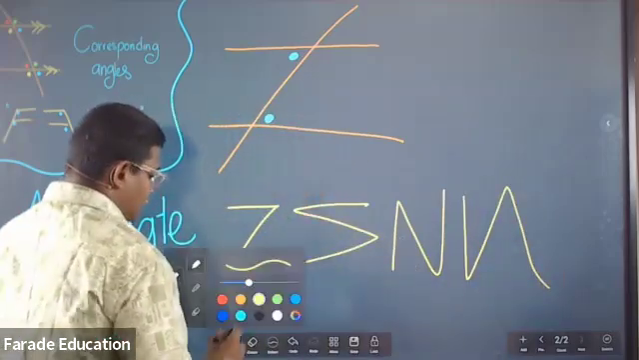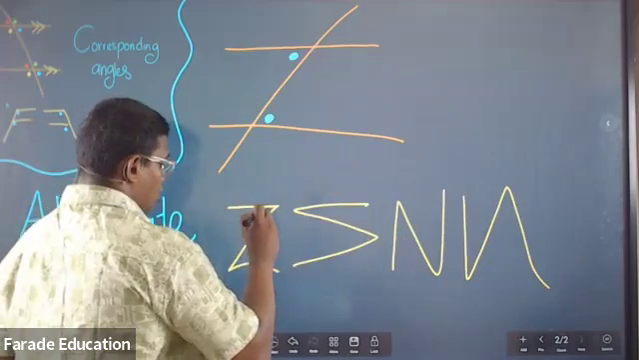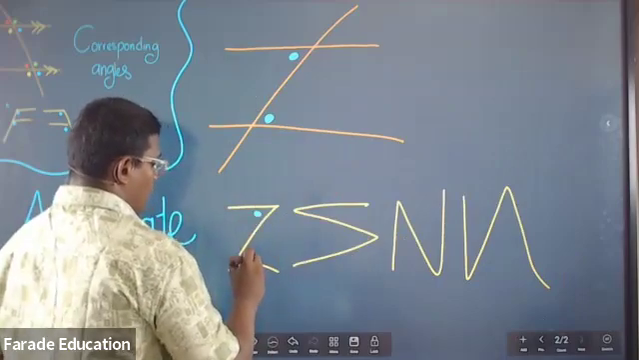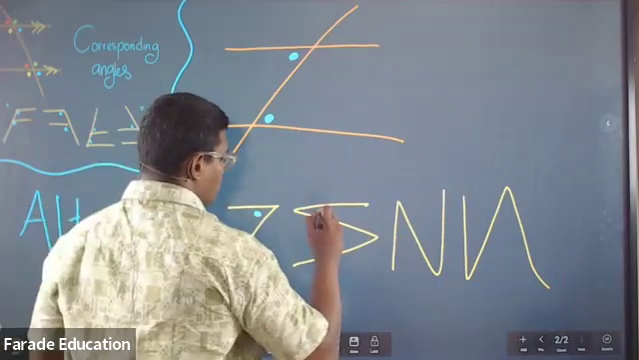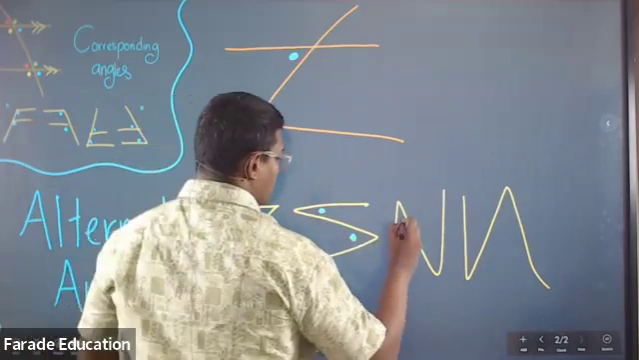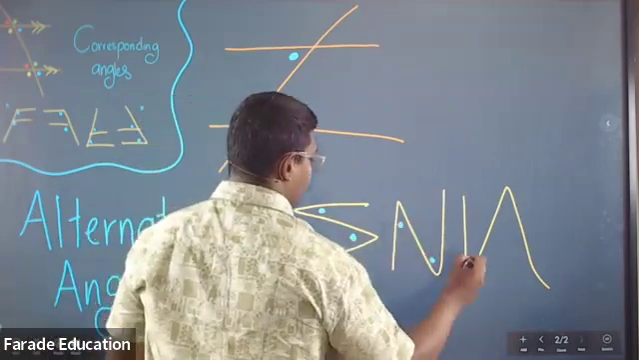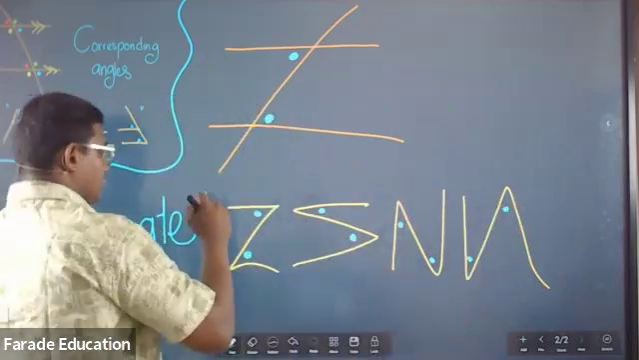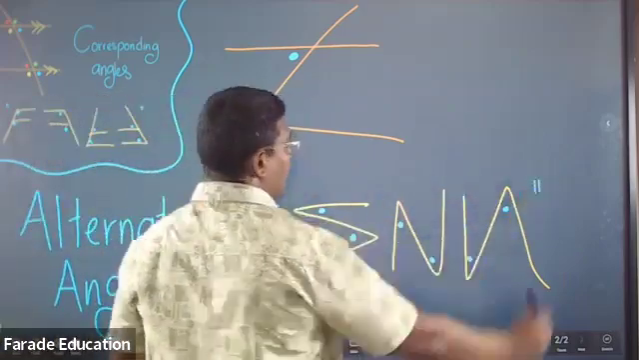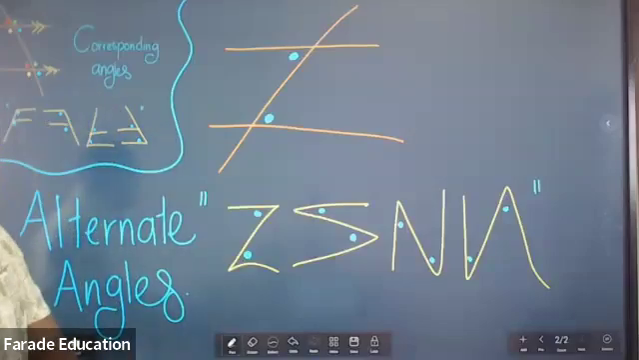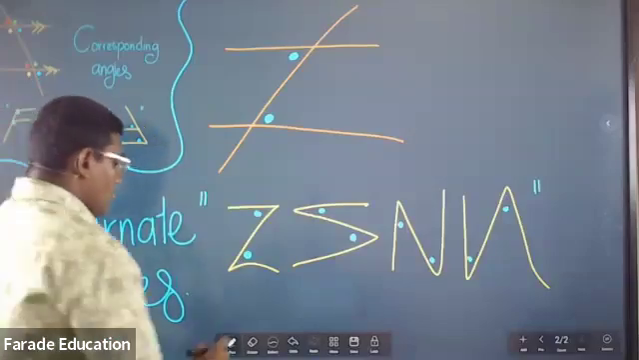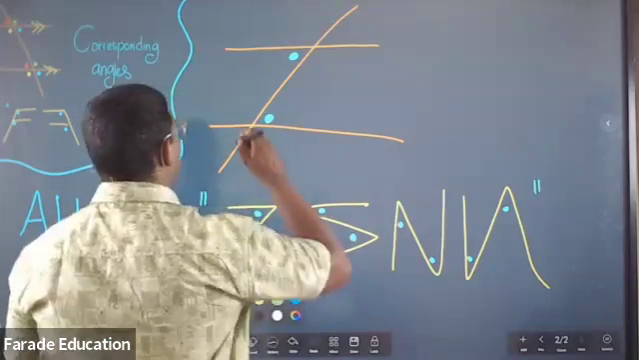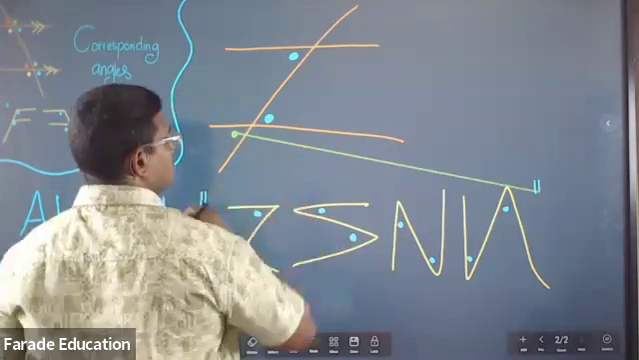It can be in any shape like this. Here also, these two are a pair of alternate angles. These two are a pair of alternate angles. These are the pairs of alternate angles. Clear? Apart from these, sorry.